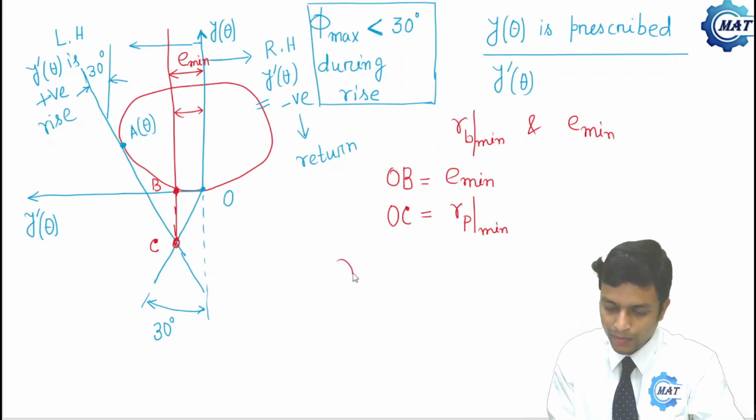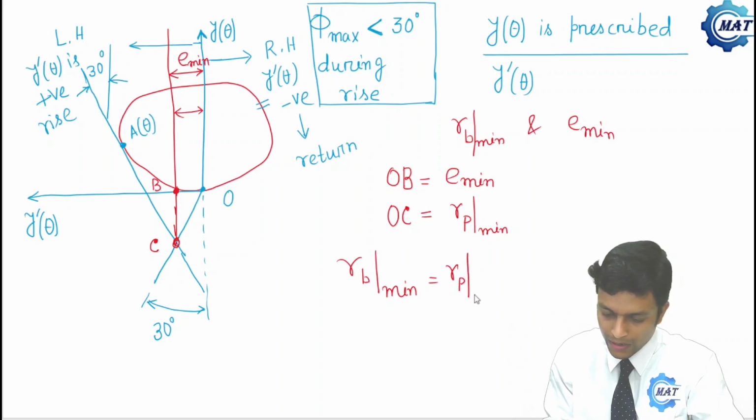Now what will be RB min? RB min is RP min minus RR. RR is the roller radius.